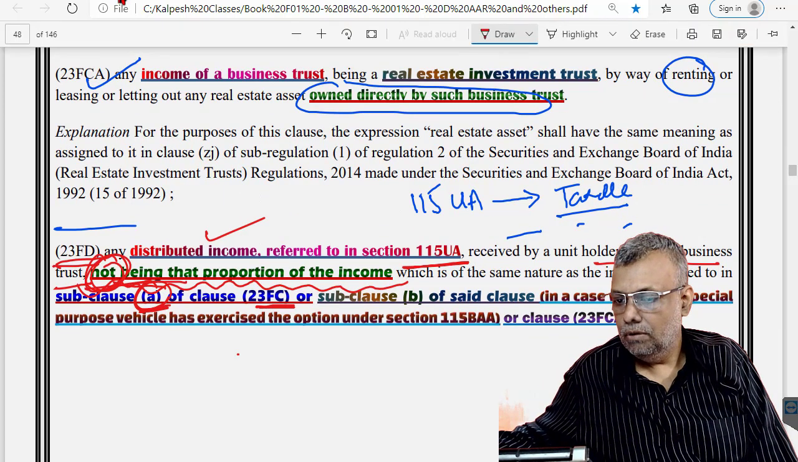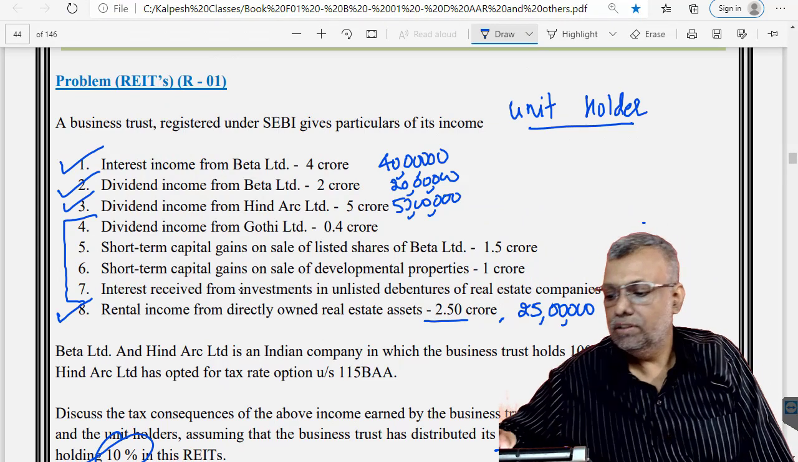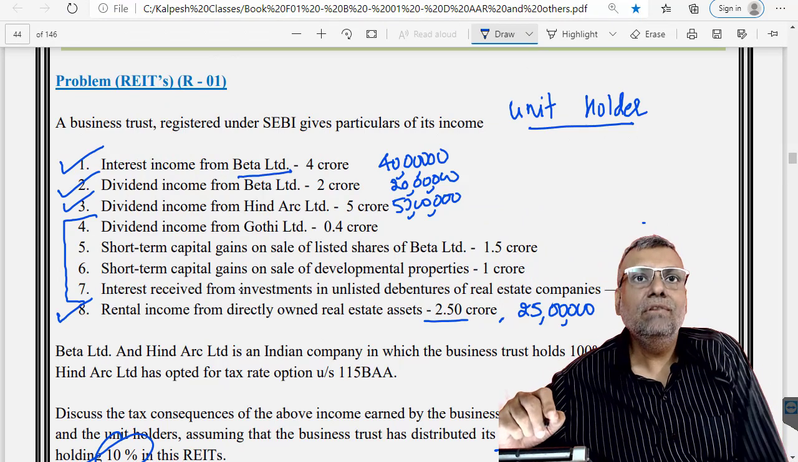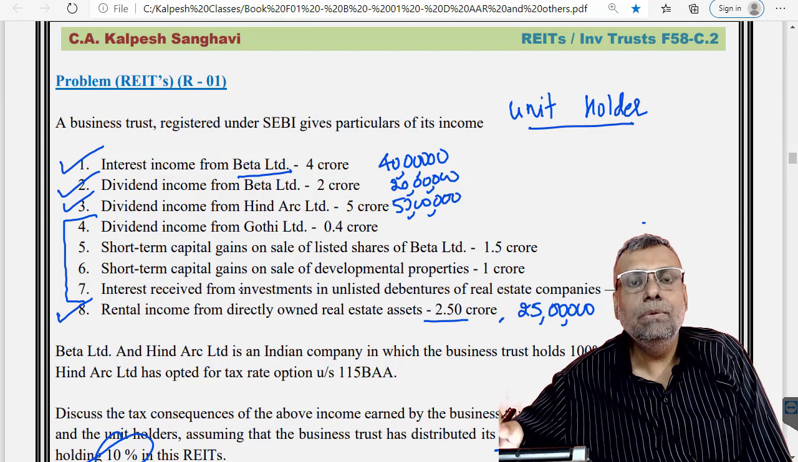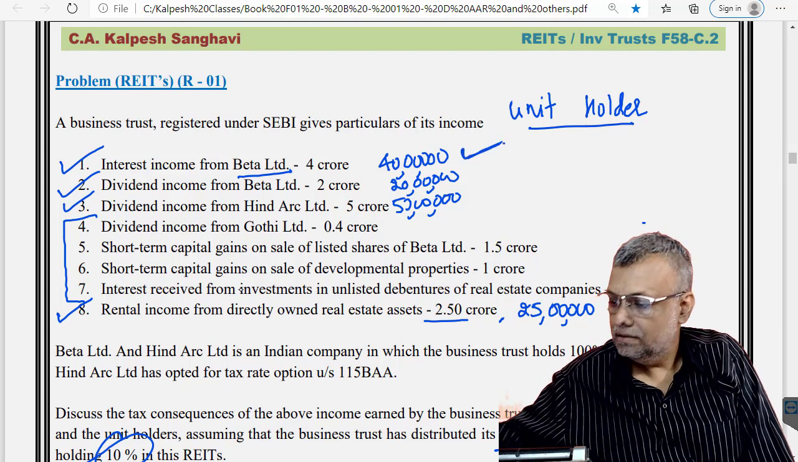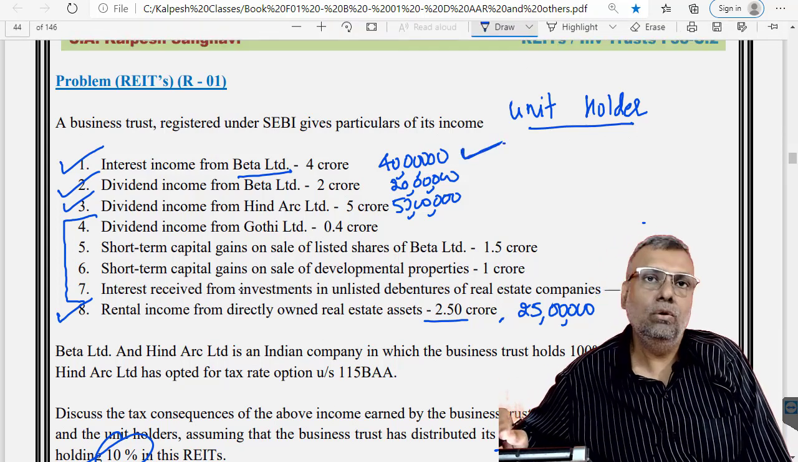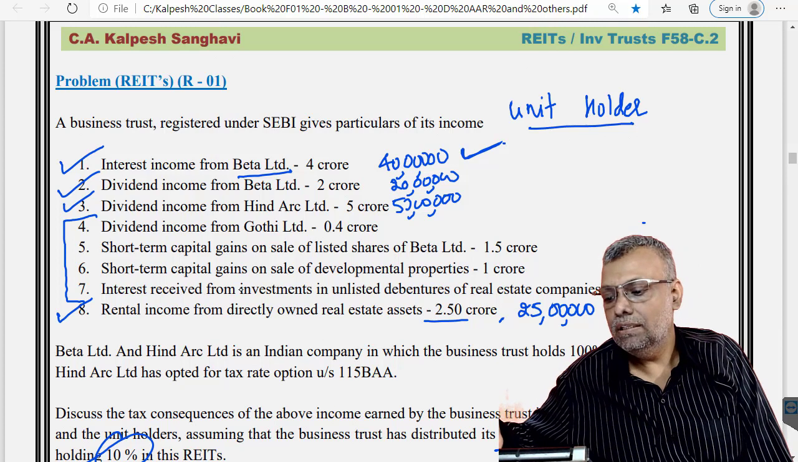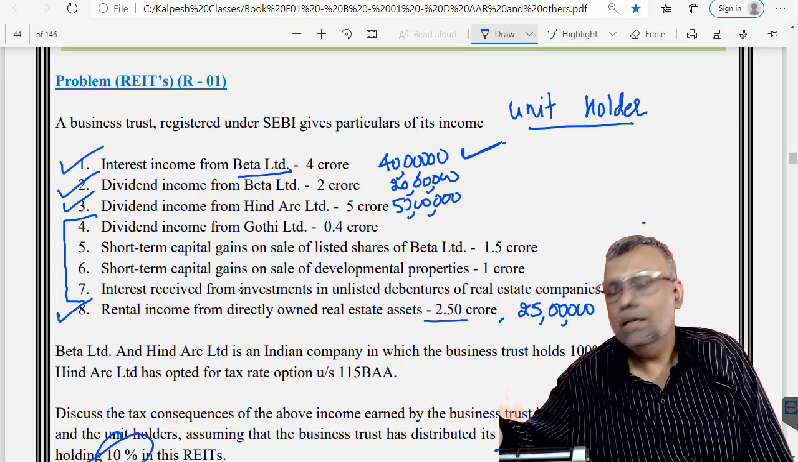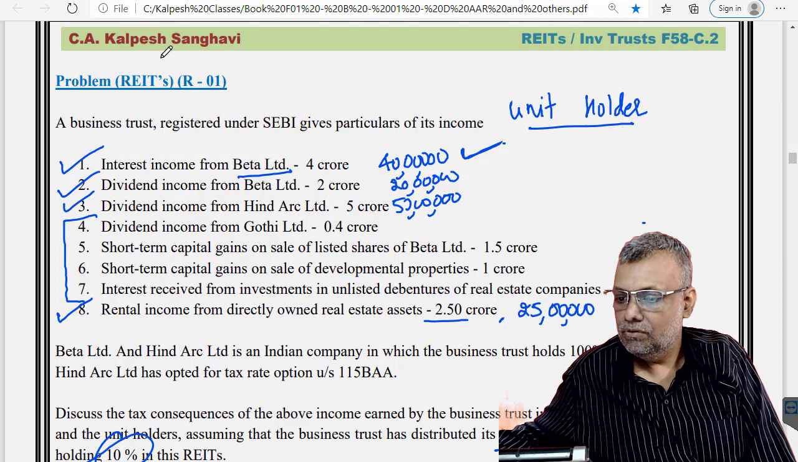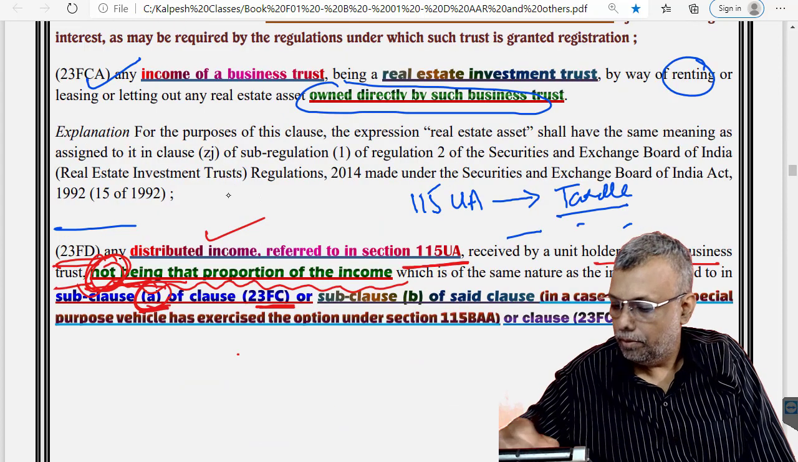So if you come back to the question, first of all the interest income: will this particular interest income be taxable in the hands of the unit holder? Yes, it will be taxable in the hands of the unit holder. Very clear. We have also said that it should be taxable, because these incomes have been taken as exempt in the hands of the business trust. So no problem.